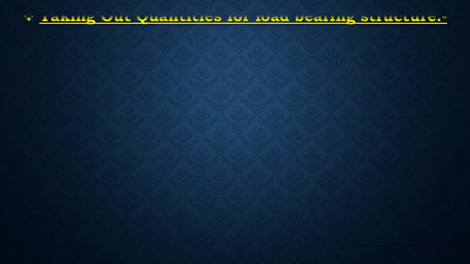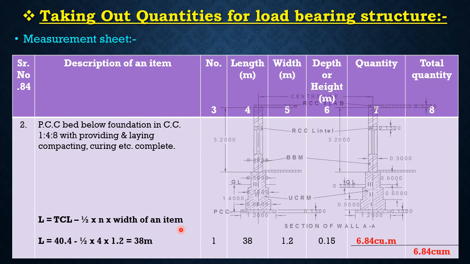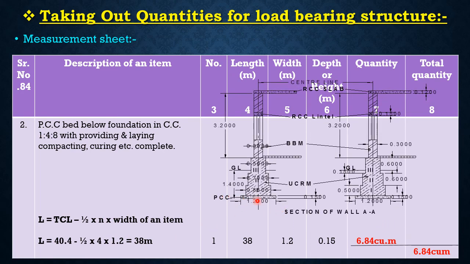Now we are going to calculate the second quantity of an item, which is PCC bed below foundation in CC 1:4:8 with providing and laying, compacting, curing, etc. complete. The formula of calculating length of an item is the same. L is equal to total center line length minus 1/2 into number of T junctions into width of an item. Here the width of PCC bed is equal to width of footing, which is 1.2 meter. Then L is equal to 40.4 minus 1/2 into 4 into 1.2. The length is 38 meter.